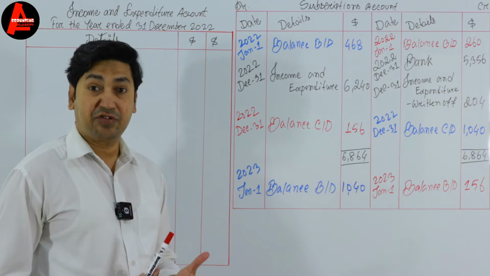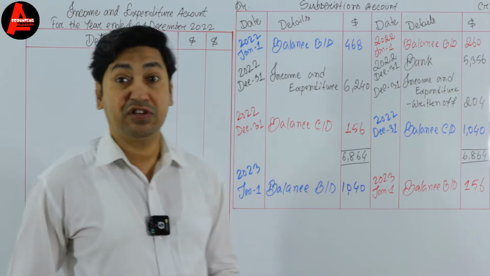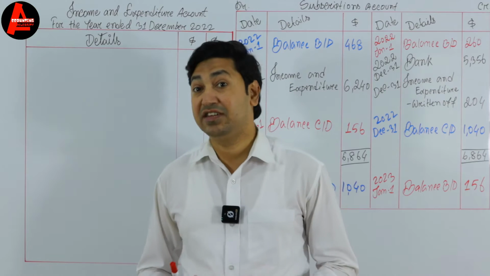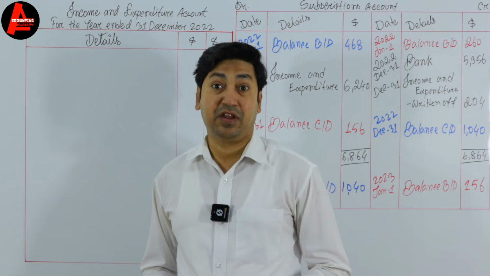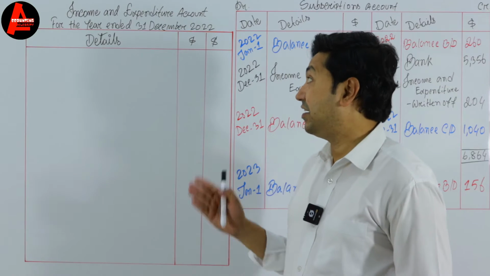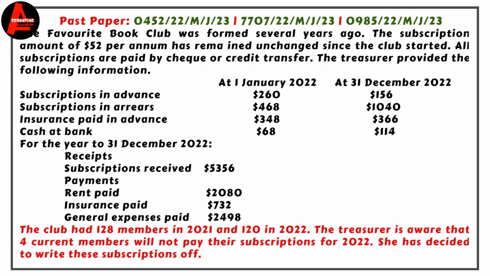We are following a question taken from a 2023 O-level IGCSE accounting past paper. Before we start writing, let us see our question. The Favorite Book Club was formed several years ago. The subscription amount of $52 per annum has remained unchanged since the club started. All subscriptions are paid by check or credit transfer. The treasurer provided the following information.